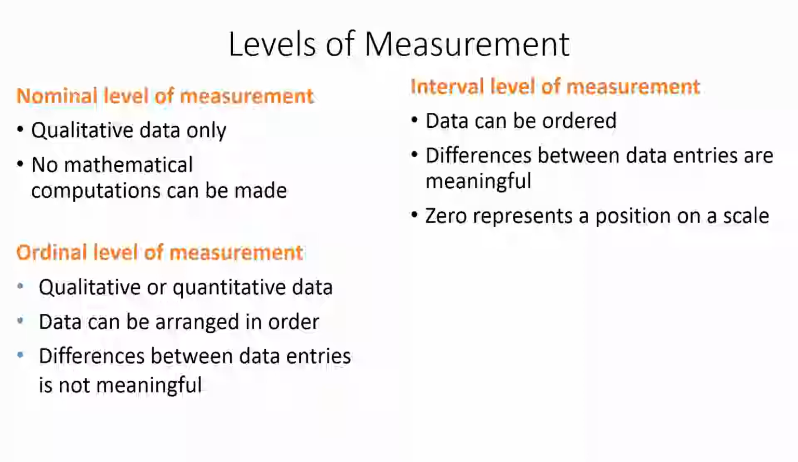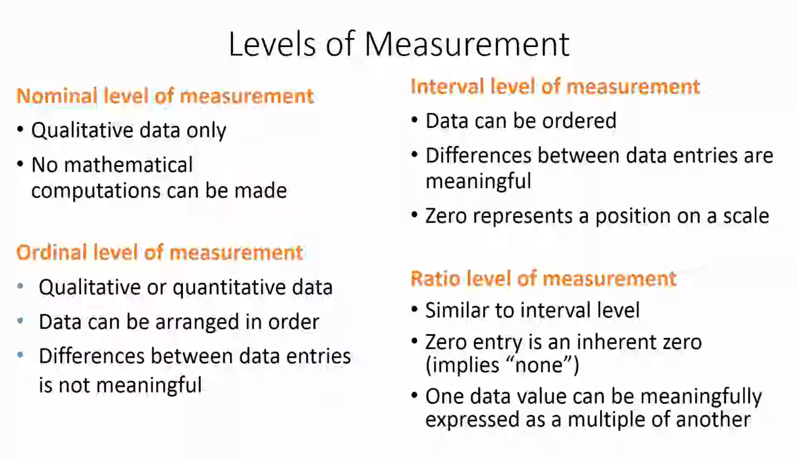The next highest is interval. So these data are quantitative and only quantitative, and they can be ordered. And here the differences between the two also mean something. So being 2 spaces up actually has some meaning. But here a 0 is not a true 0, meaning it doesn't mean nothing at this point.